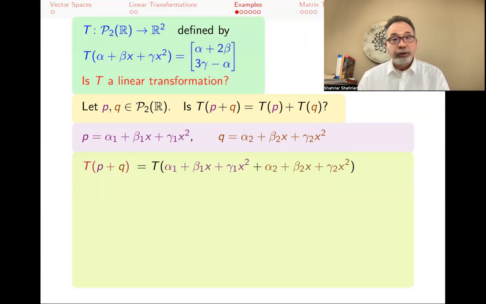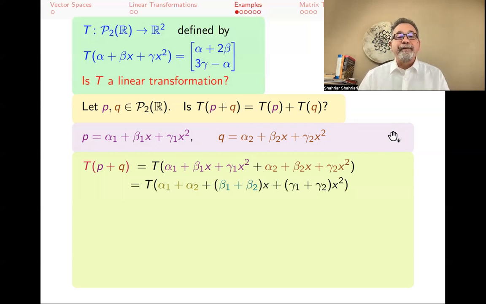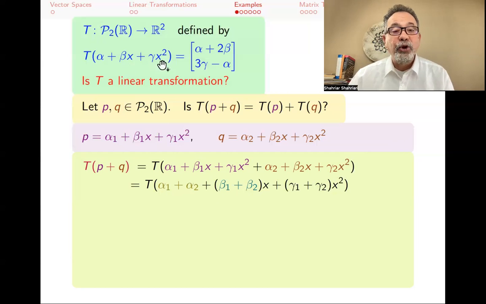So what is T of P plus Q? Well, P was alpha 1 plus beta 1 x plus gamma 1 x squared. Q was alpha 2 plus beta 2 x plus gamma 2 x squared, and I have to add them. So it's T of those. But I don't know how to find T of such a mess. My rule didn't tell me that. My rule told me what to do if I have a constant term, an x term, and an x squared term. So at first I have to combine like terms, and I can do that. The constant term is alpha 1 plus alpha 2. Then I have beta 1 plus beta 2 times x, and then gamma 1 plus gamma 2 times x squared. And as soon as I write it like that, I know what my rule says.